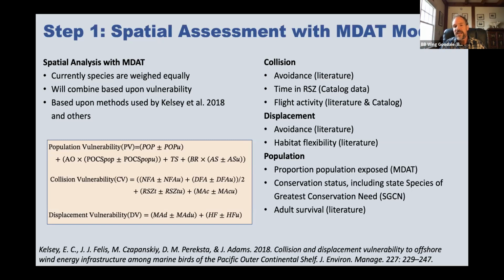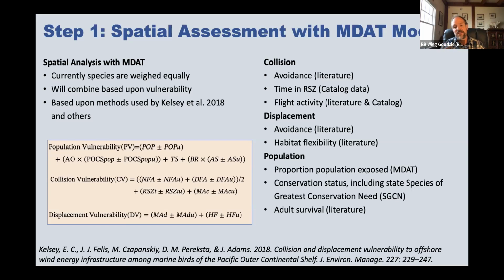We also want to consider flight activity. So are the birds more likely to be sitting or flying? That's going to come from the literature and also from using the catalog, if that data is available. When we consider displacement, we're only going to consider 2 factors: avoidance and habitat flexibility. And for population, we're going to consider the proportion of population exposed.